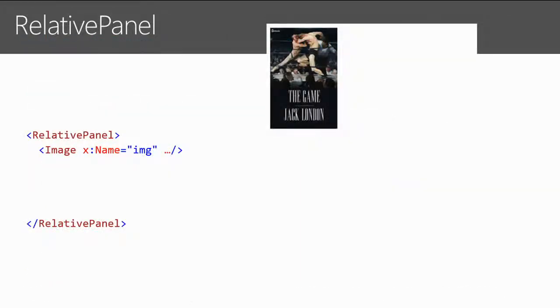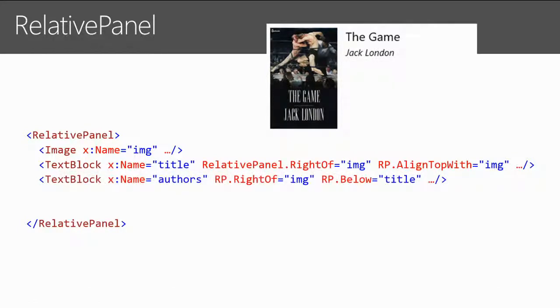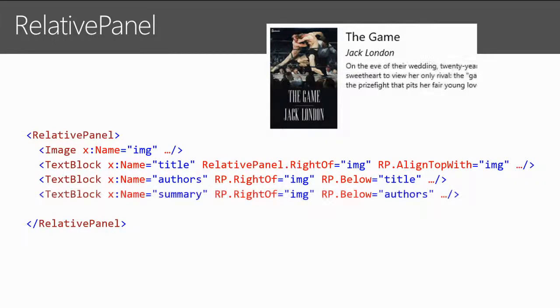So for example, the same UI, if you had to create using relative panel, you would just have relative panel, you would put your image in there, and then you would add your text block and say RelativePanel.RightOf image, and say align top with the image. So you can have positional sibling relationships here. And for my second text block, which is the author's text block, I'd say it is right of the image, and it is below my title. The third text block is once again right of my image, and it's below my author's text block.